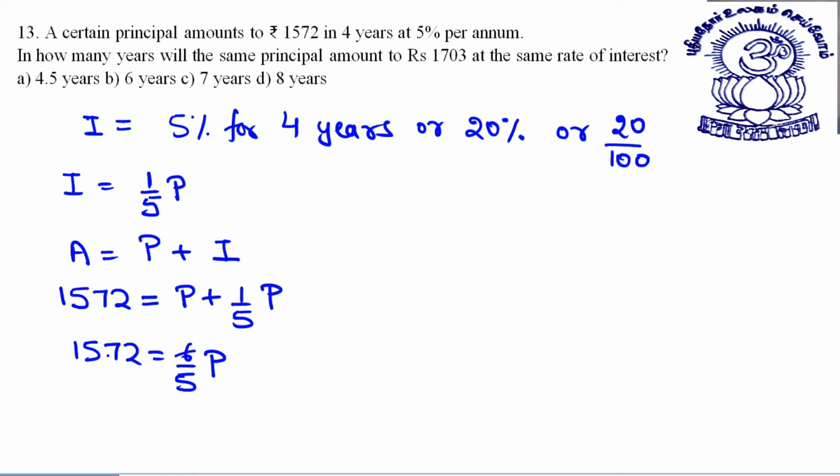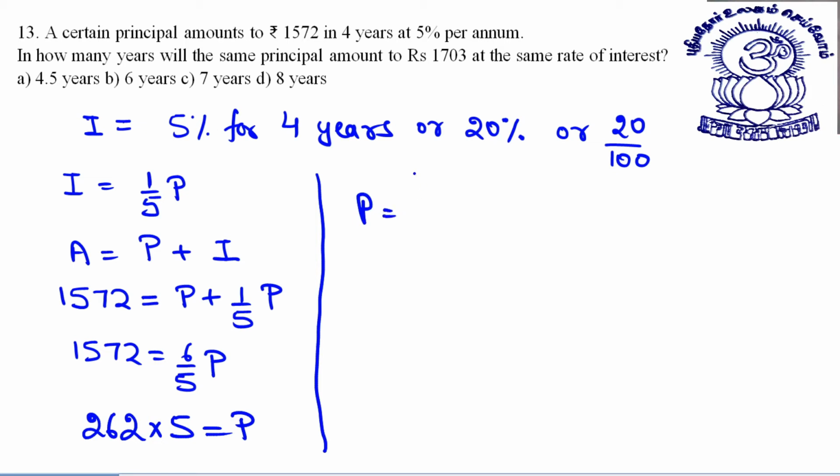If I cancel 6 by 1572, what will I get? 1500 divided by 6 gives 250, and 72 divided by 6 gives 12. So 262 into 5. This is your principal. Students, think about it.